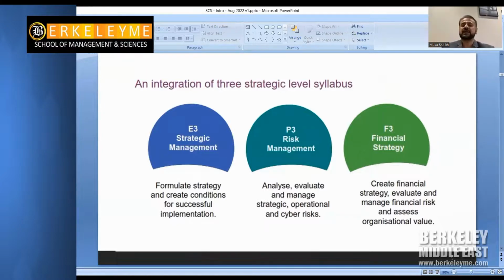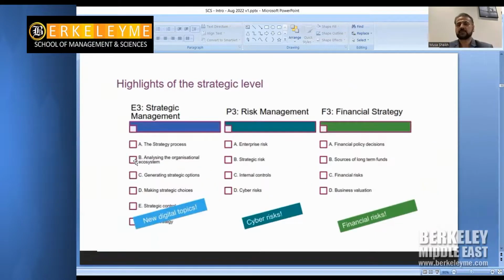Now, it's very interesting that you can have a good concept of strategic management. We have risk management, and we have financial strategy. So your case is actually shaped like this. Your question number 1 is related to strategic management. Your question number 3 is related to risk management, and your section B, like part B, is more related to financial strategy. This is a very interesting highlight of your strategic level.